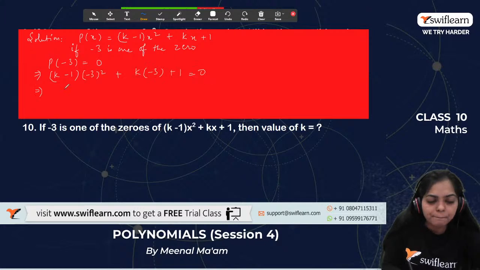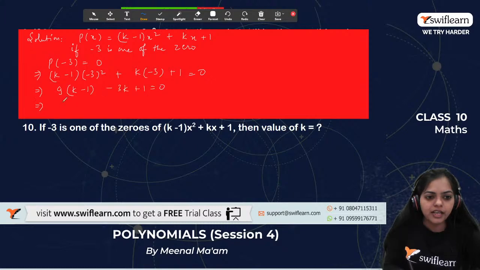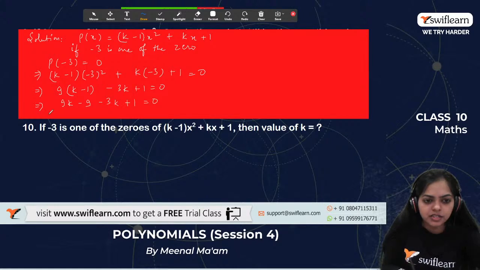Now 3 threes are 9, times (k minus 1), plus minus 3k plus 1 is equal to 0. Then next will be 9k minus 9 minus 3k. Yeah, Disha, you are giving me the answer 11 by 9. Let's have a look. Minus 3k plus 1 is equal to 0. Then 9k minus 3k will be 6k. And minus 9 plus 1 will be minus 8, equal to 0.